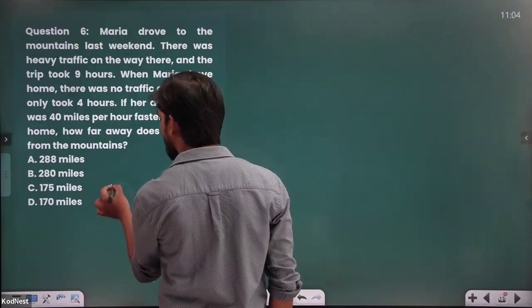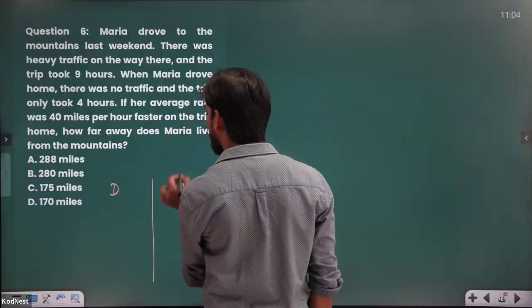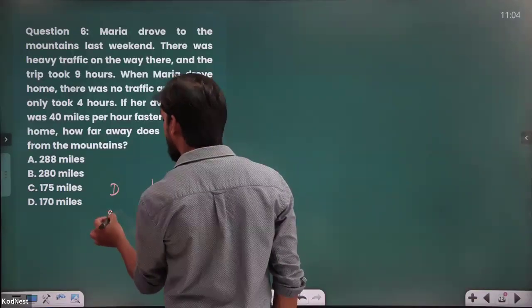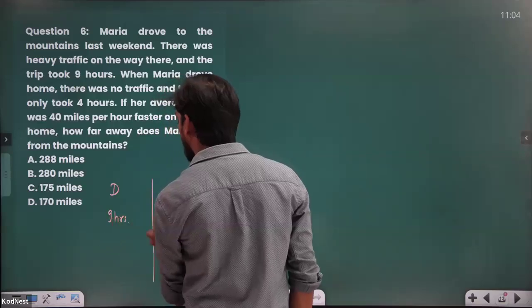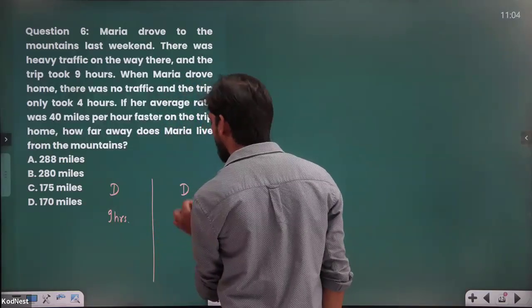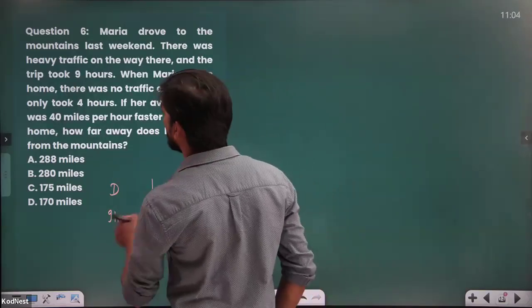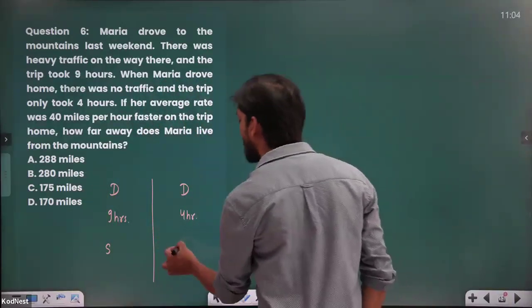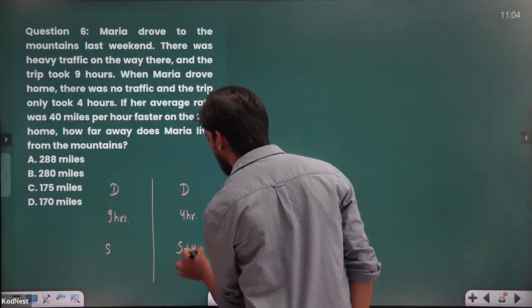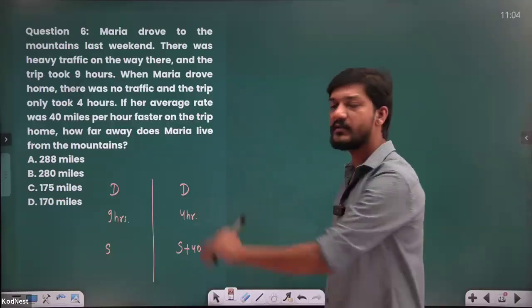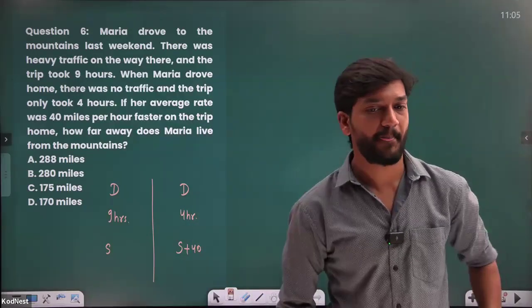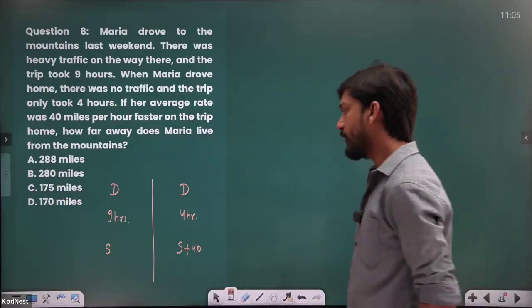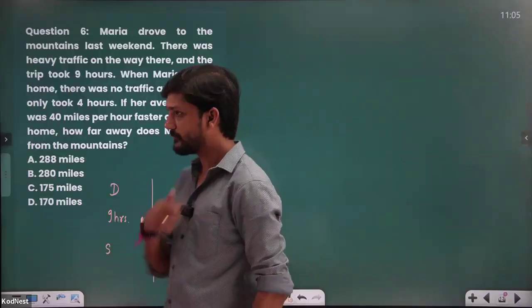While going, distance is d. While returning also, distance is d. While going, you are taking 9 hours. While returning, you are taking 4 hours. While going, your speed is, suppose, S. While returning, your speed is S plus 40. Are you able to understand this? Carefully tell.